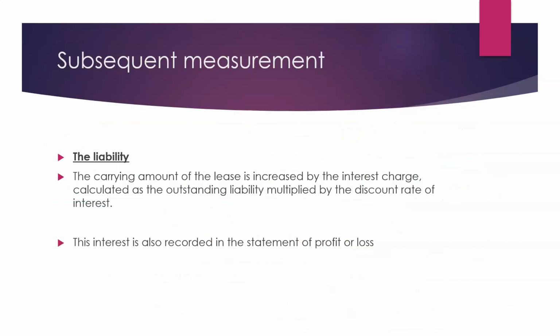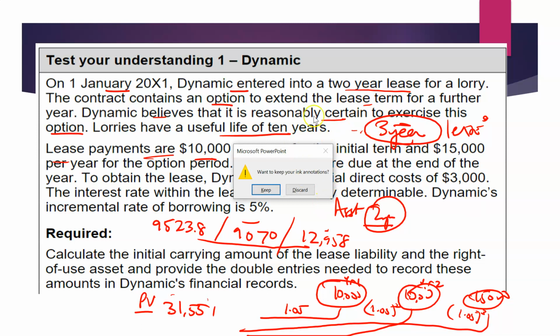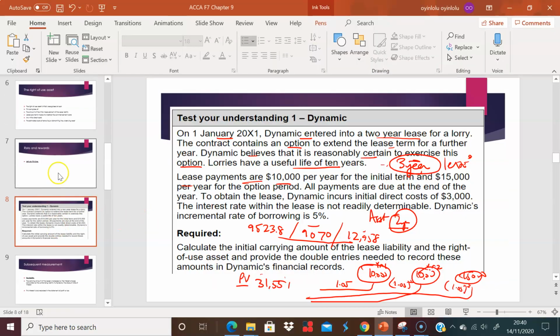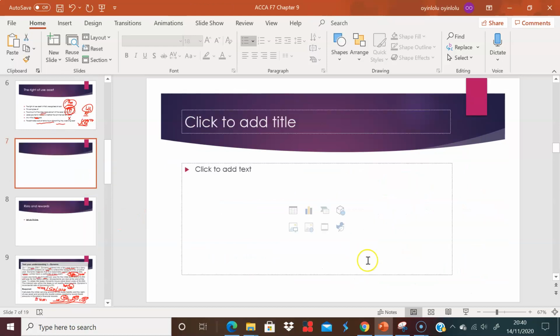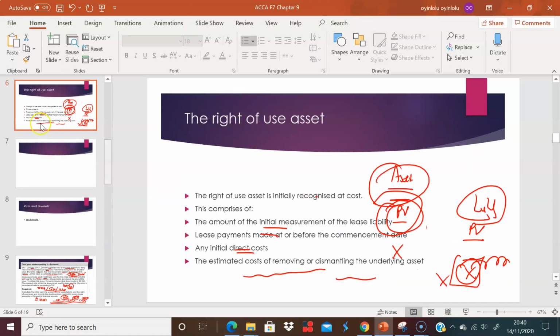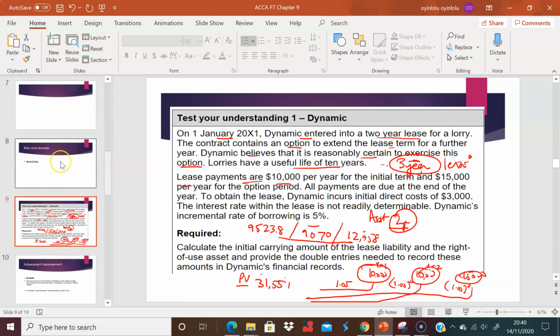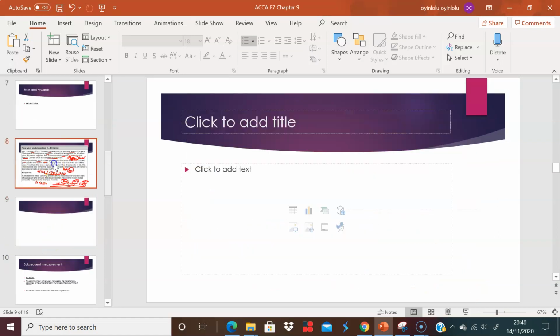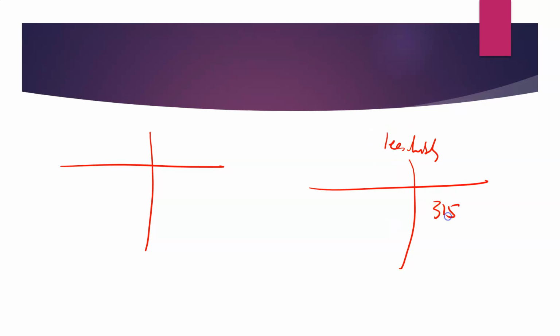So let me take myself to a clean T account. Let me just create a new slide. So that was 31,551. So here we are. What I literally have here is the lease liability, 31,551. And here, of course, I do the same thing: the right of use asset, 31,551. And that's how we start.